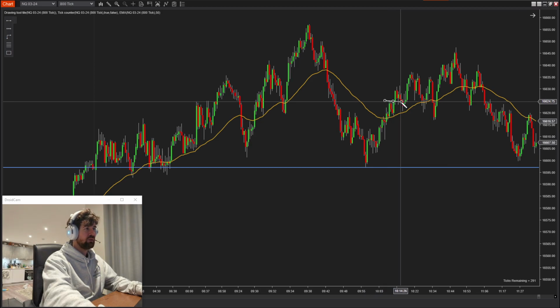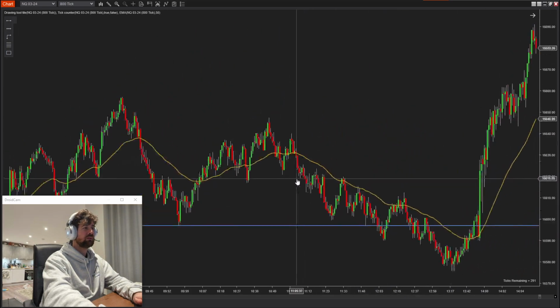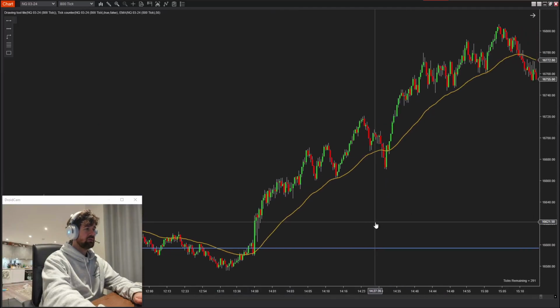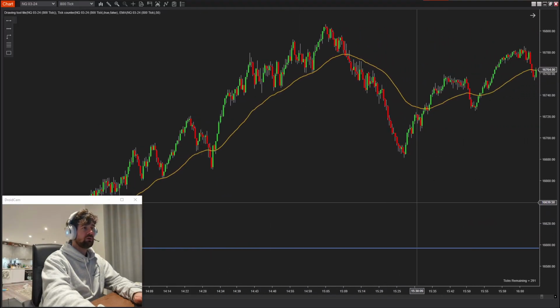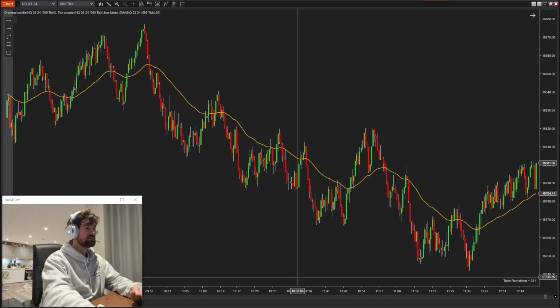It then put in this flag just above the 50 EMA, could have gone long here, possible opportunity for some profit. I'll skip past this day because, like I said, there wasn't really a huge amount going on. Later on, there was some momentum that came in. I don't particularly like trading that, but there were potentially opportunities.